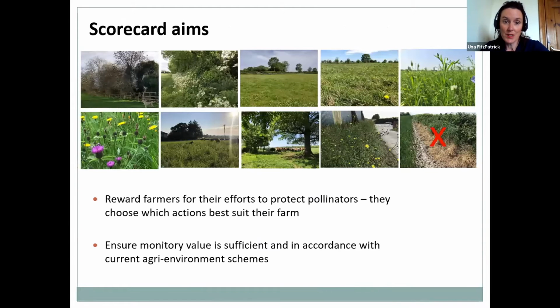So what we're trying to do is the farmers have a scorecard. The idea is that they try to increase the amount of these important habitats around the farm. They choose which ones work for them. You know, one farm is not like another farm. So what we wanted to do was provide that flexibility. And also then the monetary value that they receive is in accordance with current agri-environment schemes.